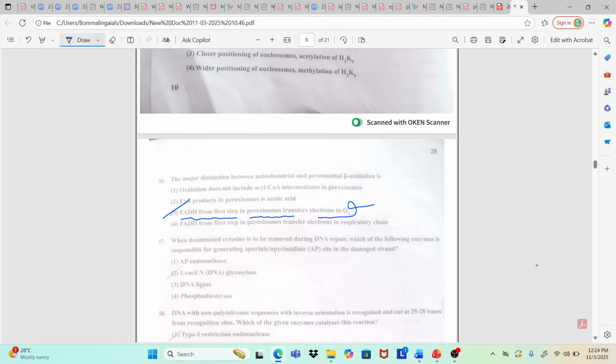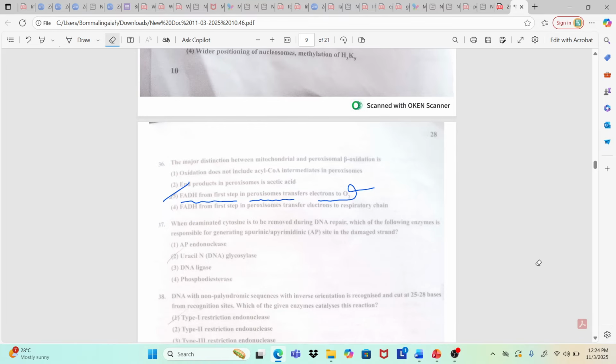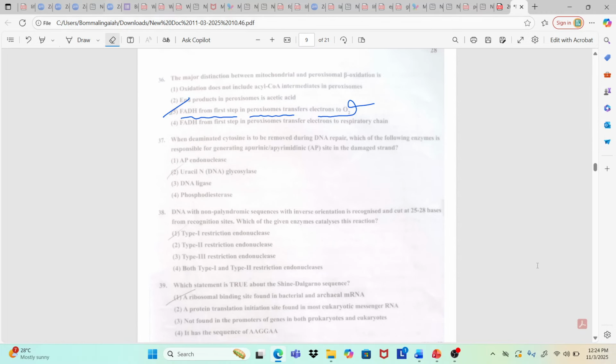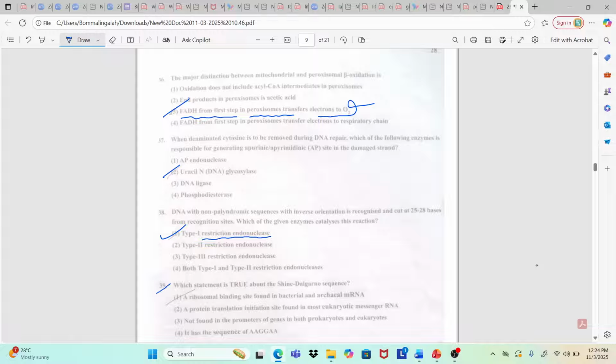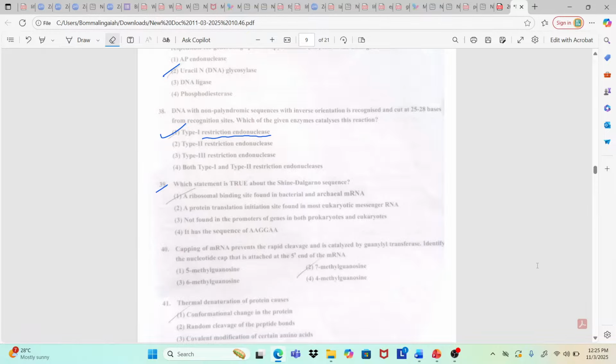Next, question number 37. The correct option for this question is DNA glycosylase, the correct answer. Next, question number 38. The correct answer for this question is type 1 restriction endonuclease. Next, question number 39. The answer for this question is option number 1. Next, question number 40. The correct option for this question is option number 2.